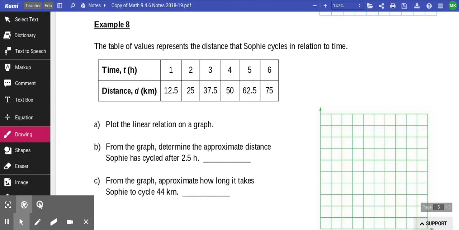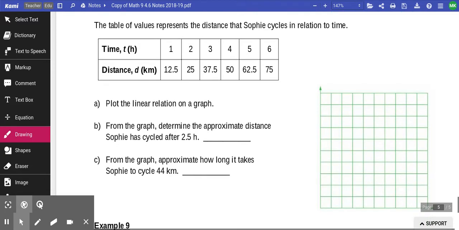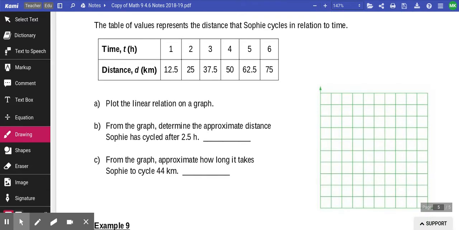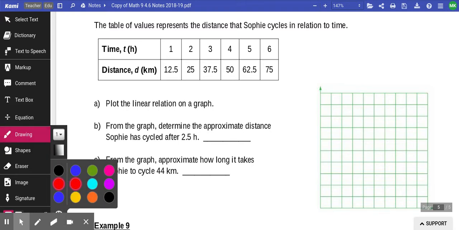If you look at number 8, this question doesn't give you a graph. It gives you a table of values. So it says the table of values represents the distance that Sophie cycles in relation to time, and they give you a bunch of points. Remember that those are ordered pairs. It's been a while since we've done that. That means that we can graph these things. So when we graph them, one of your things is going to be an input, one of them is going to be an output. If you have time, it's almost always a guarantee that that's your input, which means that's your x-axis.